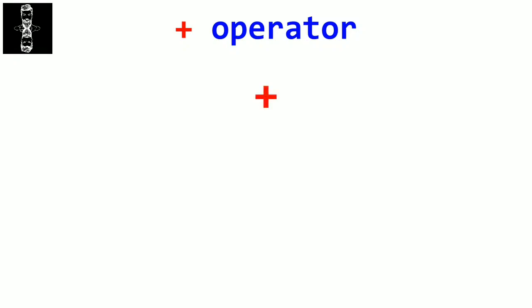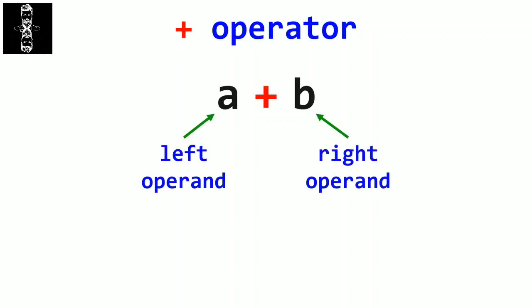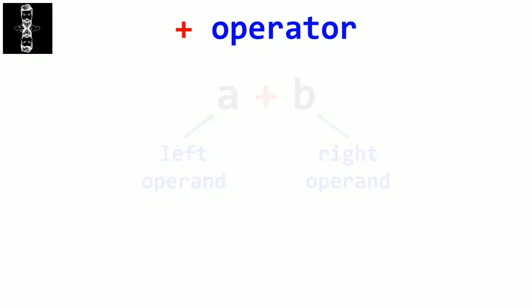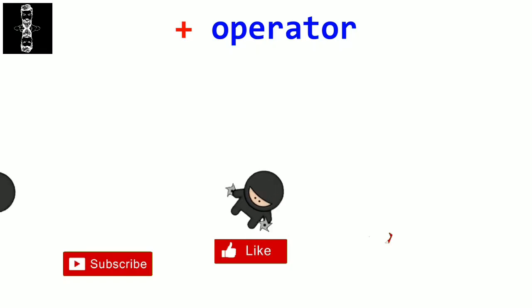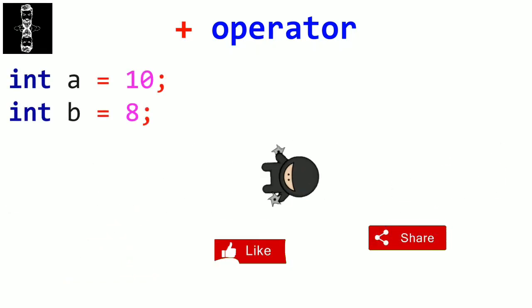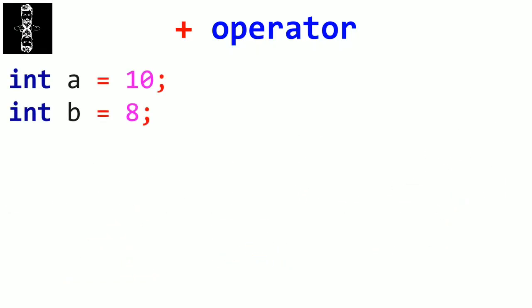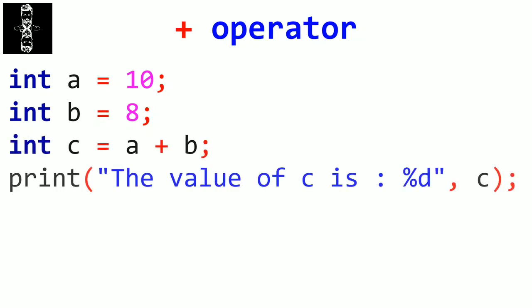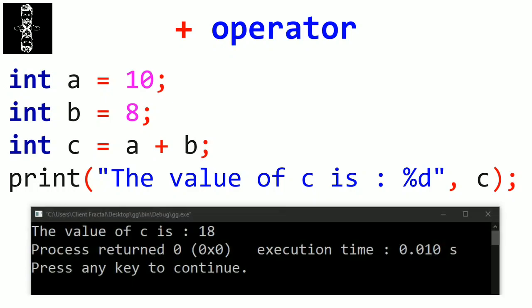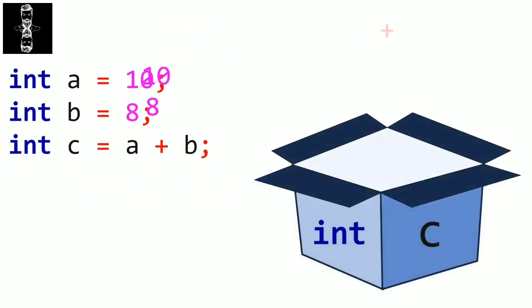It's a binary operator because it needs 2 elements, one from the left and one from the right, and it returns the sum of those 2 elements. For example, we have 2 variables a and b of type int initialized to 10 and 8 respectively, and if we create a third variable named c, for example, and we initialize it to a plus b, and we print its value, we can see that it's 18, because a plus b returns the sum of the value of the variable a and the value of the variable b, which is 18.